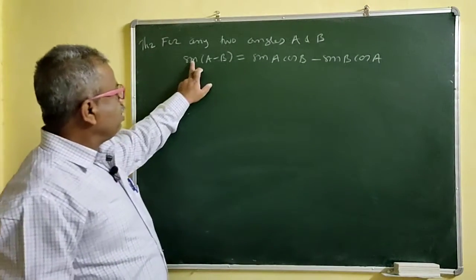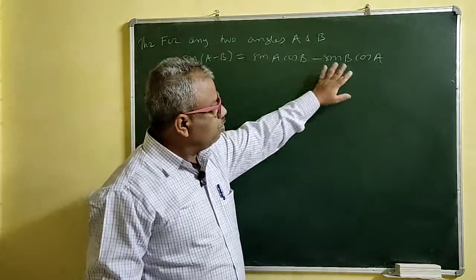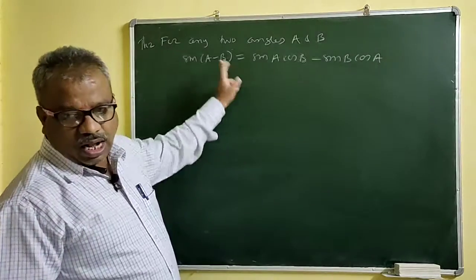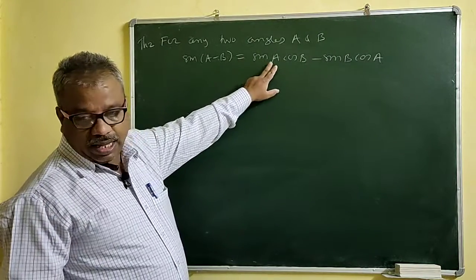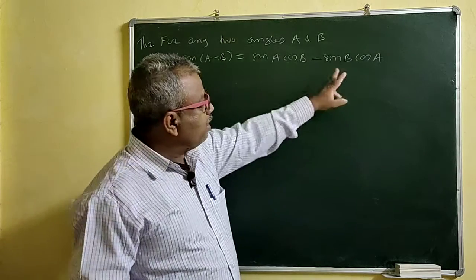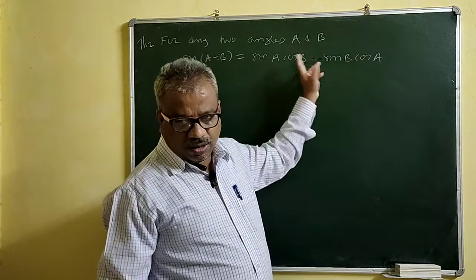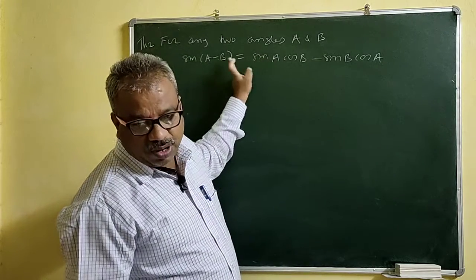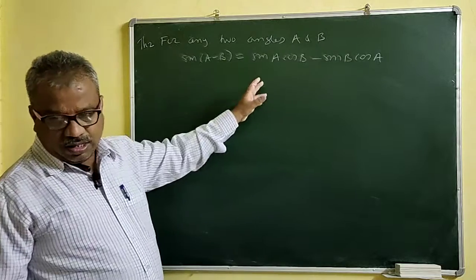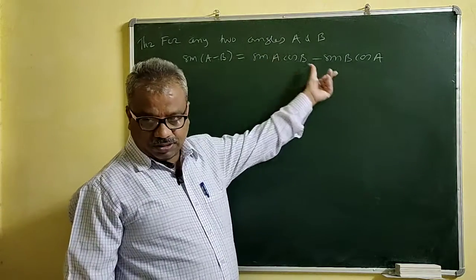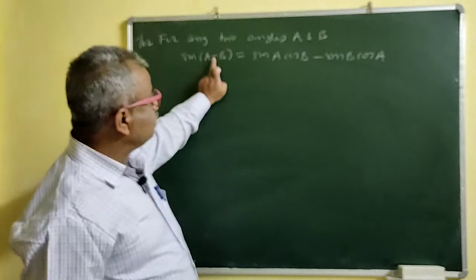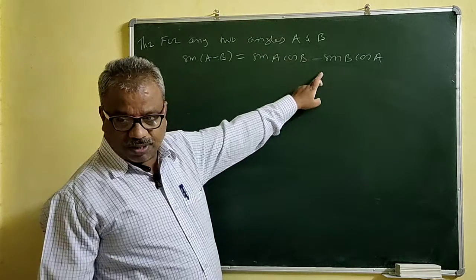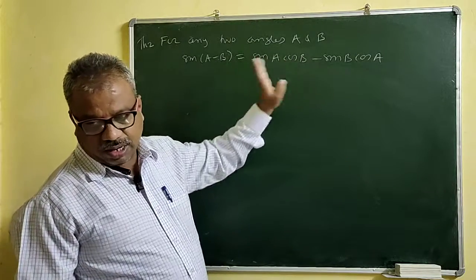Because this is the formula for sin, we write sin first, and for the cos formula we write cos first. Alternatively, you may write cos A sin B, it doesn't matter, but I have given priority to sin because this is a formula for sin. Here it is minus, so you write minus. But for cos, if minus is there, then plus is there. For sin, you write the same sign.